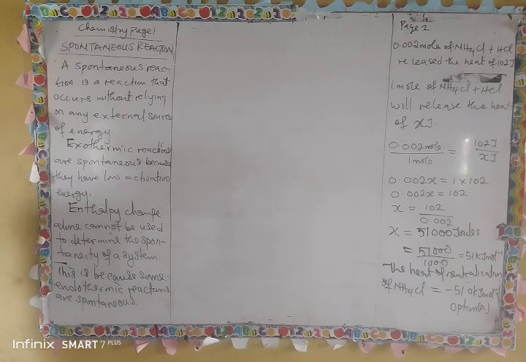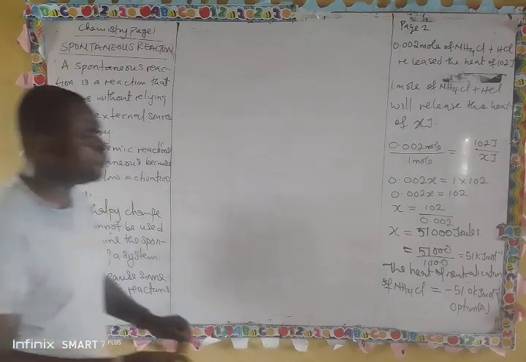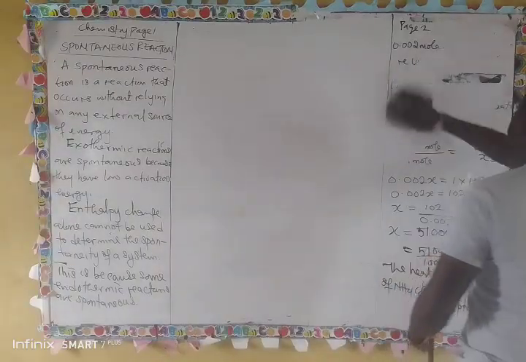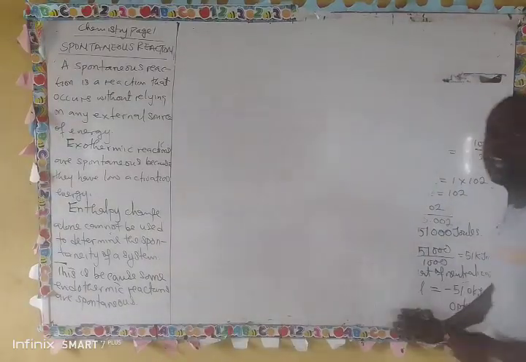So please, if they ask you that question, state the reason: enthalpy change alone cannot be used to determine the spontaneity of a reaction. Tell them because some endothermic reactions are spontaneous. So the question is, if we cannot use enthalpy change alone to determine the spontaneity, what other things can we use to determine the spontaneity of a chemical reaction?